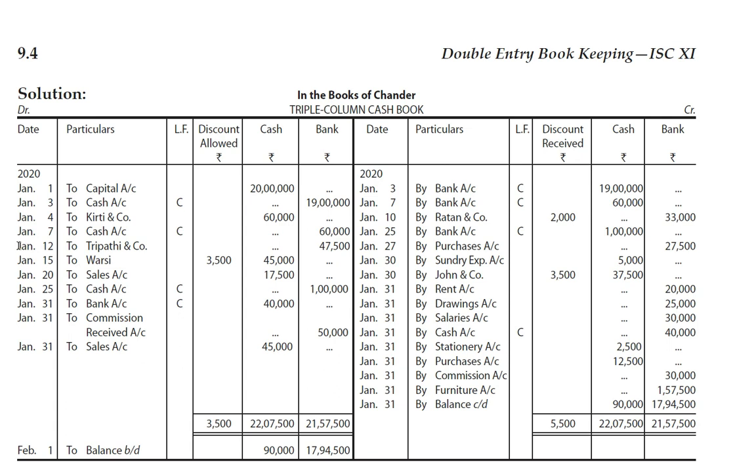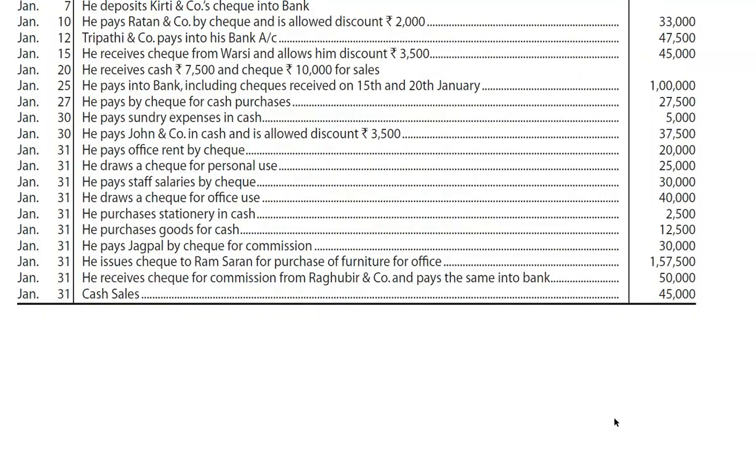Money is incoming, that is the on the 12th of January to Tripathi and Co. That is the 47,500 is incoming. Our bank balance inflated. So anything coming in the receipt side, that is whenever we are going to get something, business cash position or bank position is inflating, then I will write in the debit side. Come to the next transaction.